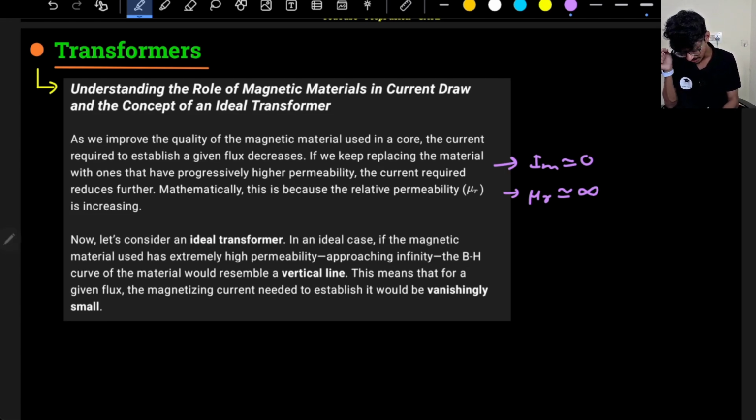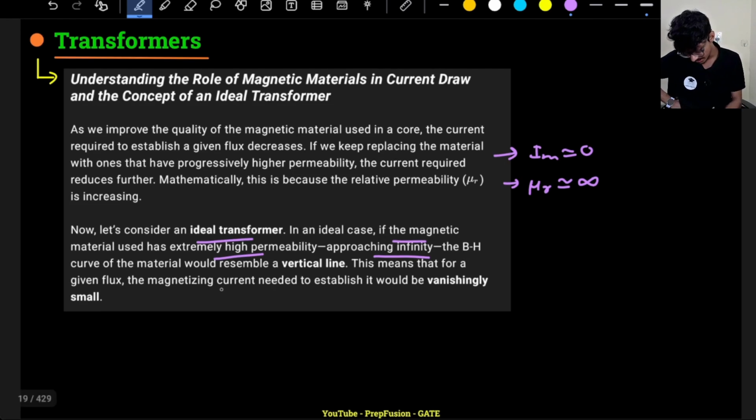So in case of an ideal transformer, the magnetic material that we will use will have extremely high permeability, approaching infinity. Of course, it is not possible to get infinity, but it will be approaching infinity. So the magnetizing current required will be vanishingly small, so Im will be almost equal to 0. This has a significance. We will discuss that.